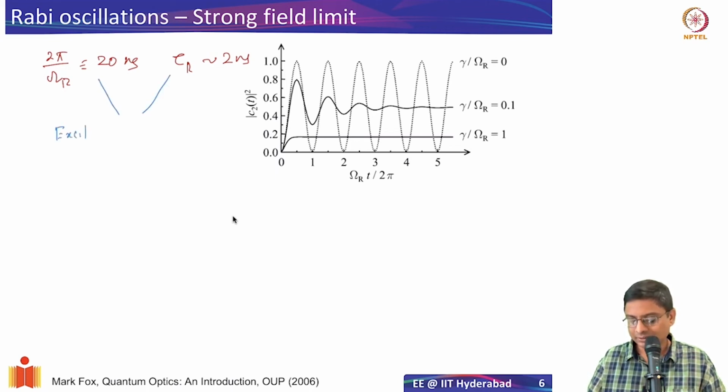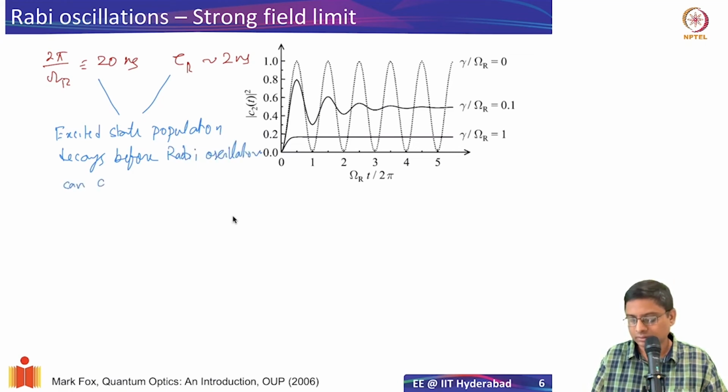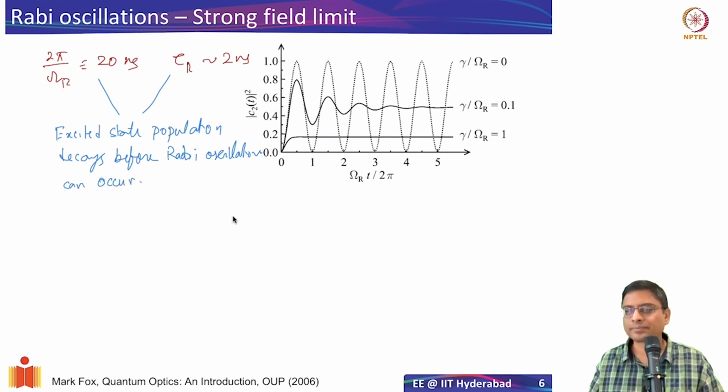So in this particular combination, the excited state population decays before Rabi oscillations can occur. Why do they decay? Why can't the Rabi oscillations complete? Because the decay is happening.